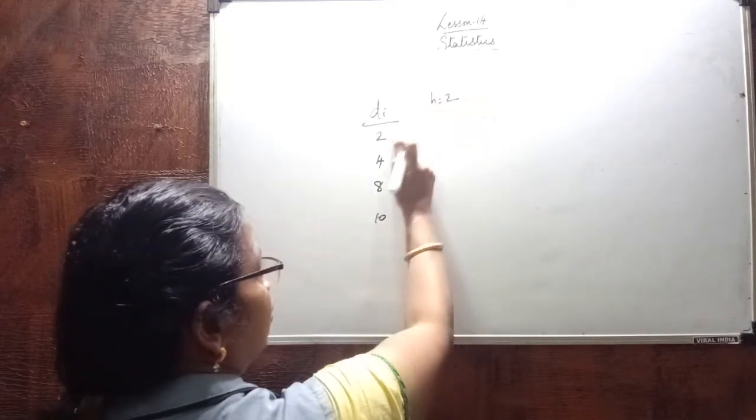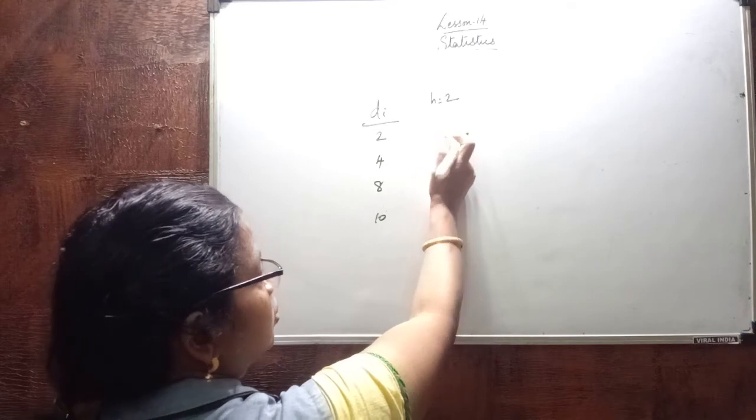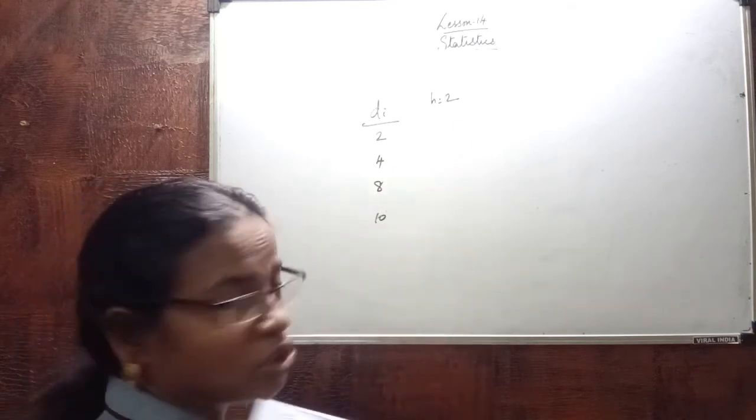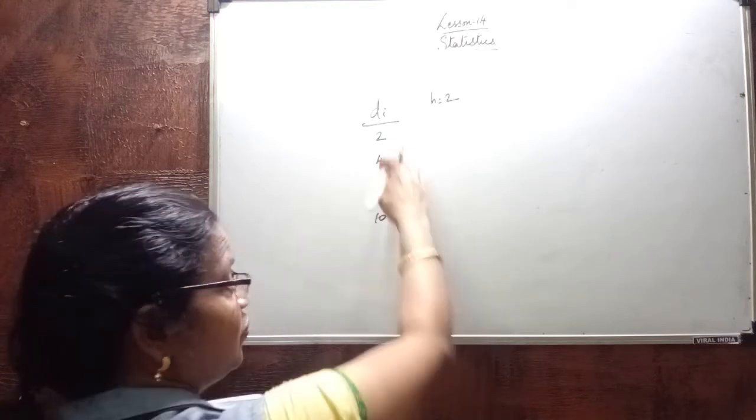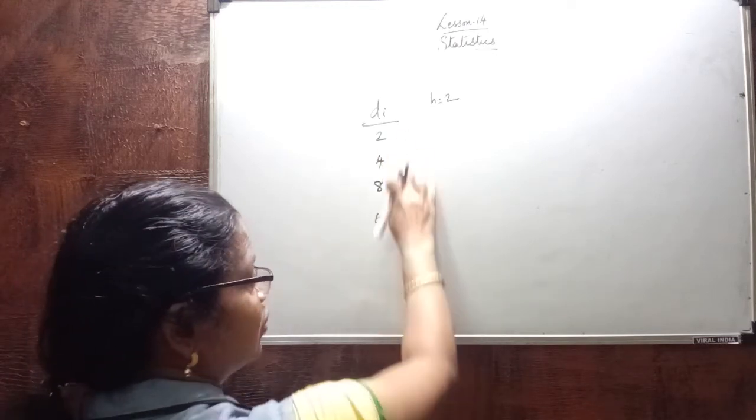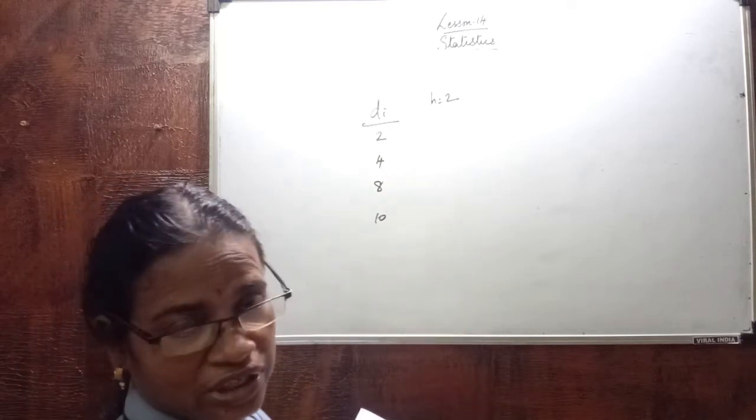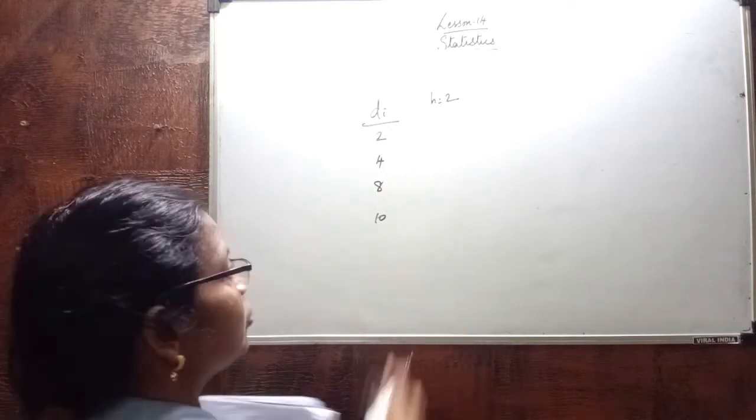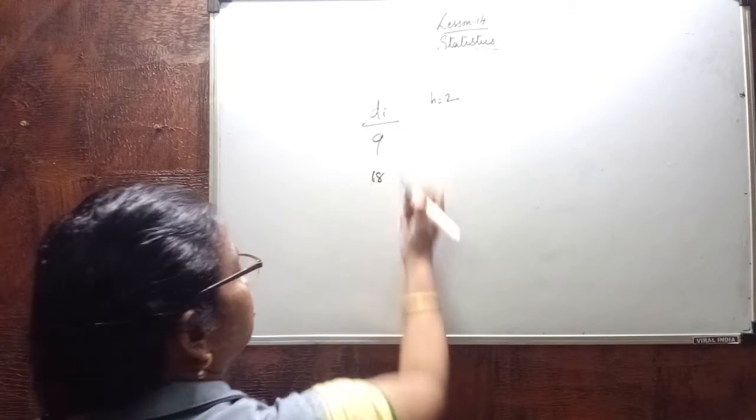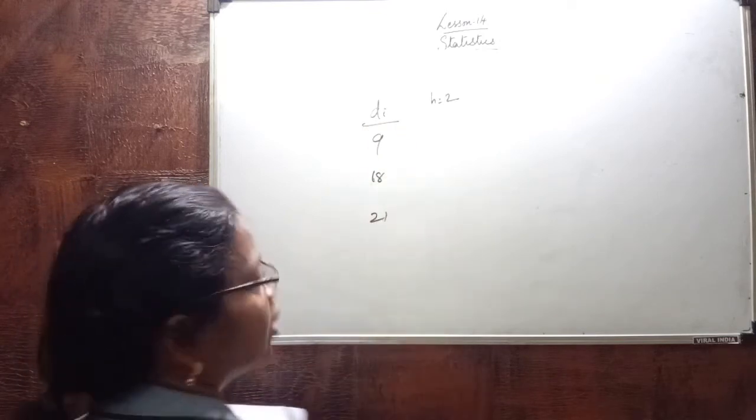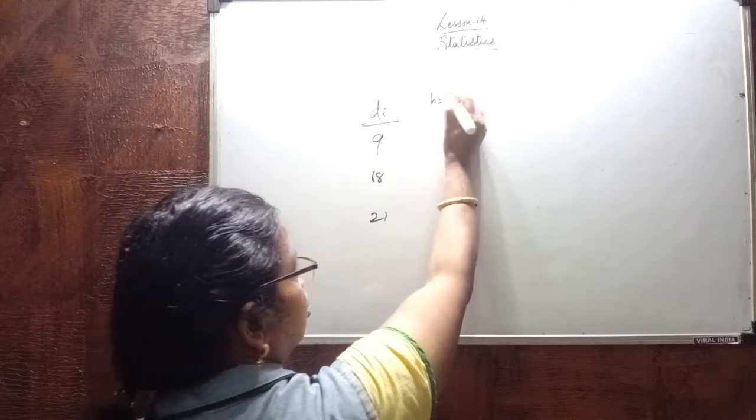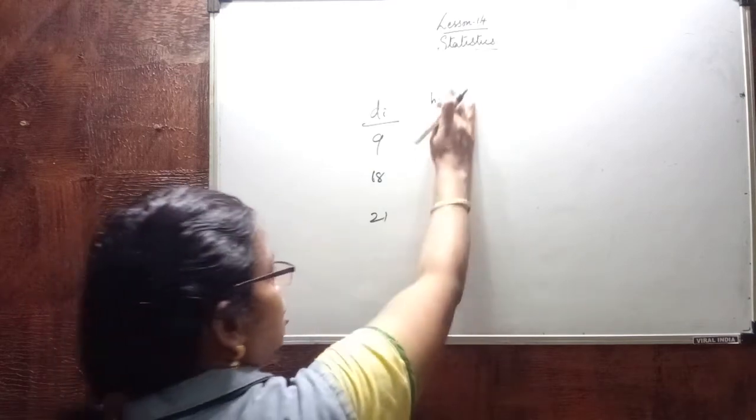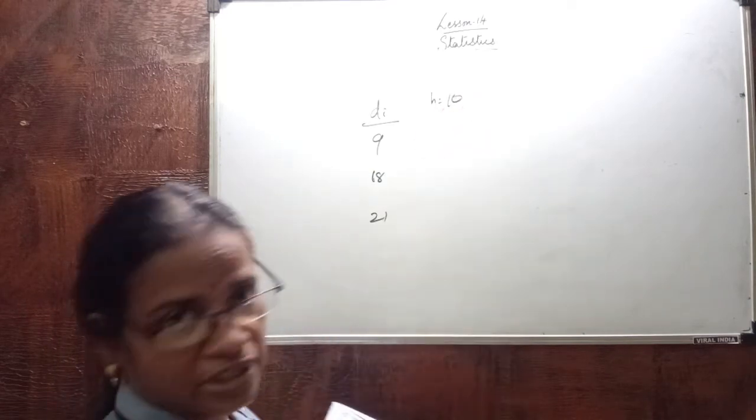Now look, 2 divided by 2 gives 1, and 4 divided by 2 gives 2, like that. So we can find it more easily. So which is the divisor? You have to find the common divisor of all the di's that you can take. Suppose the di are 9, 18, then 21. Now look, 3 is a common divisor, so you can take h equal to 3. If you take h equal to 10 also, your answer will be the same.